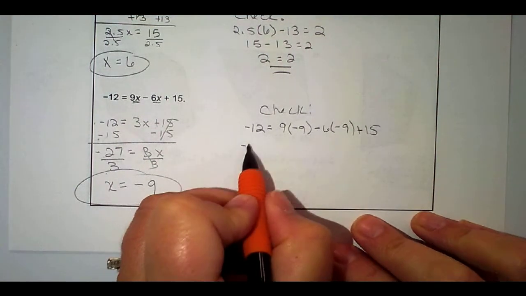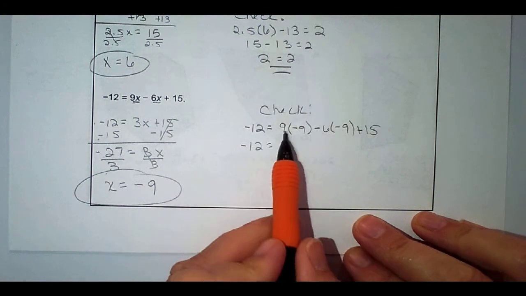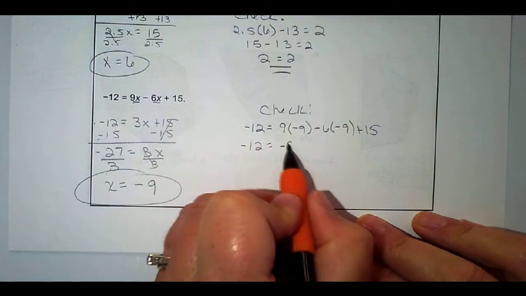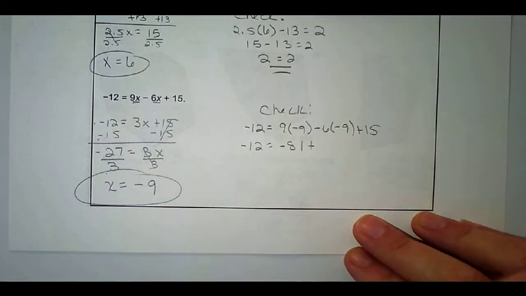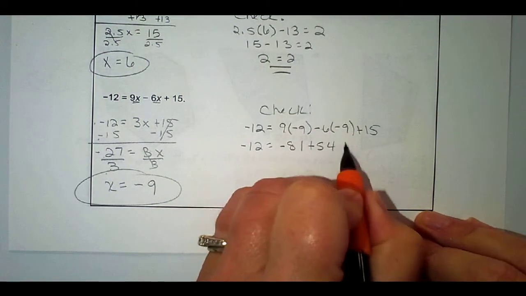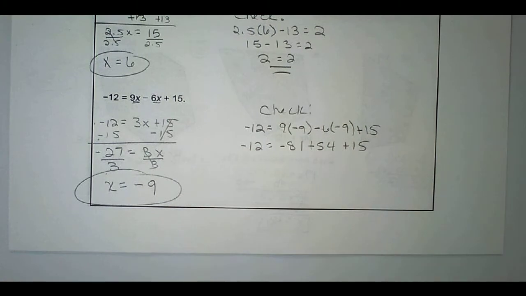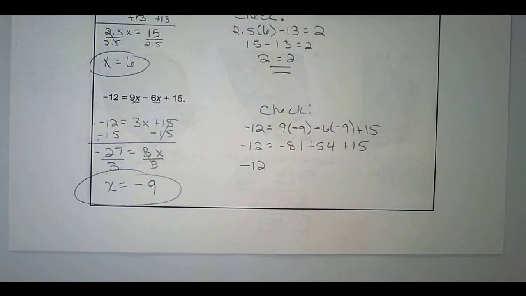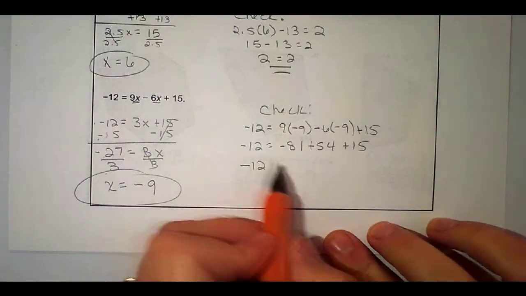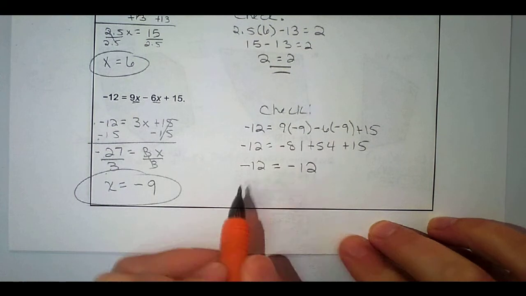So this side, like I said, negative 12 equals negative 9 times positive 9 is negative 81. Negative times a negative is a positive. 6 times 9 is 54. Plus 15 should give me negative 12. Negative 81 plus 54 plus 15 is negative 12.